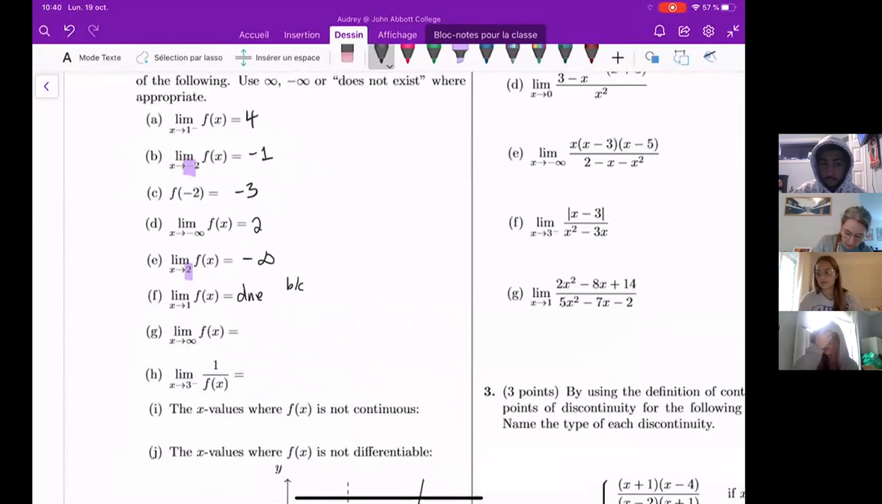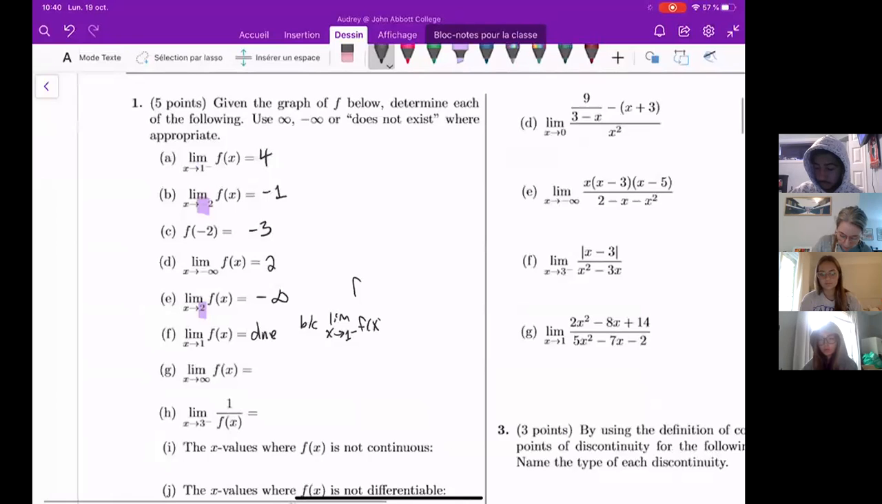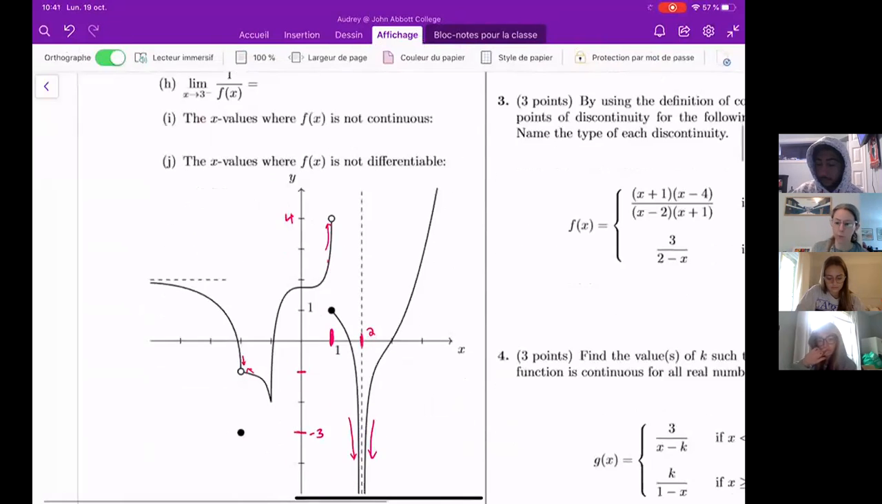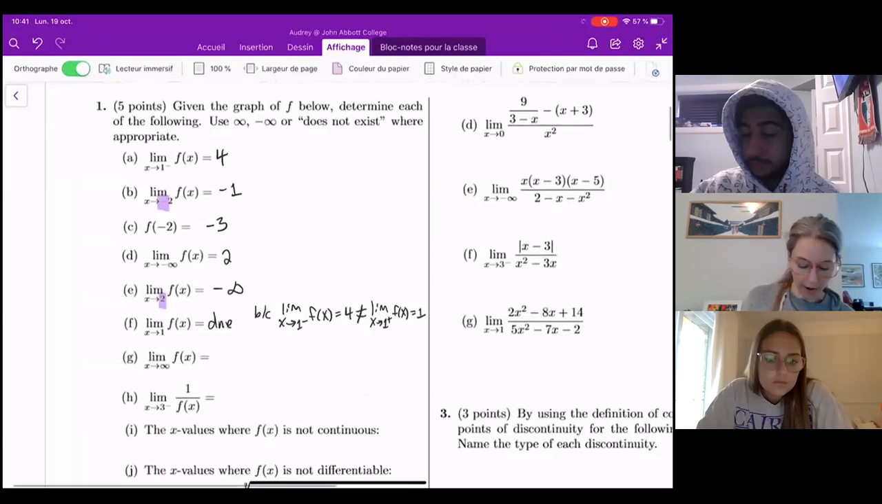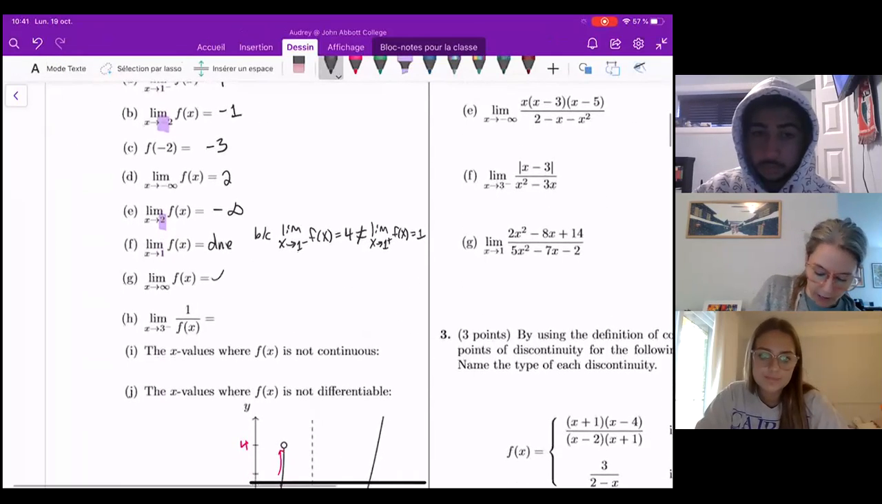And this is because the limit as x goes to 1 from the left of f of x is equal to 4, which does not equal the limit as x goes to 1 from the right of f of x, which was equal to 1. You do not have to write that, just to make sure that you guys understand why. Okay, so then the limit as x goes to infinity. What do we have? Infinity, you got it. So this is infinity.